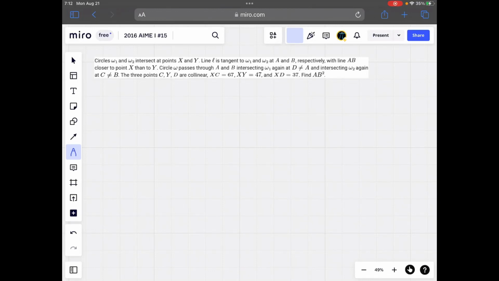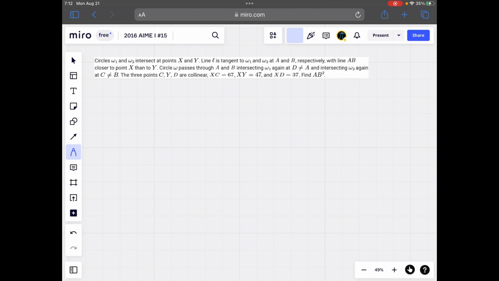Circles omega 1 and omega 2 intersect at points X and Y. Line L is tangent to omega 1 and omega 2 at A and B respectively, with line AB closer to point X than to Y. Circle omega passes through A and B, intersecting omega 1 again at D, and intersecting omega 2 again at C. The 3 points C, Y, and D are collinear. XC equals 67, XY equals 47, and XD equals 37.